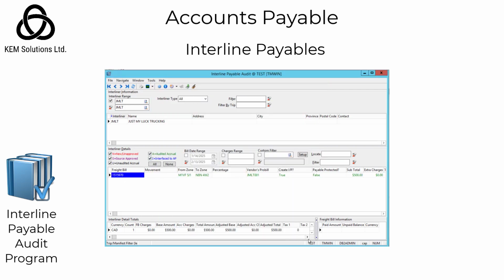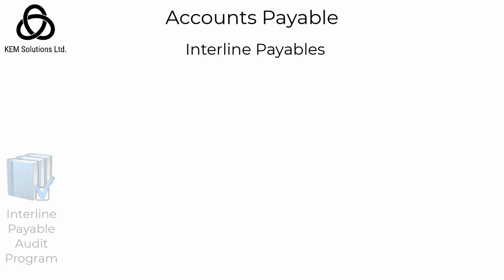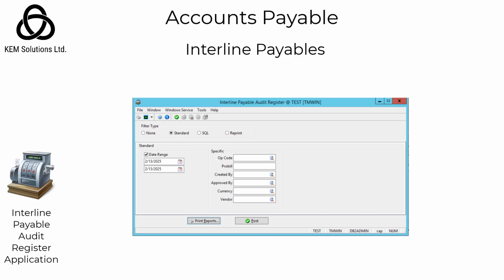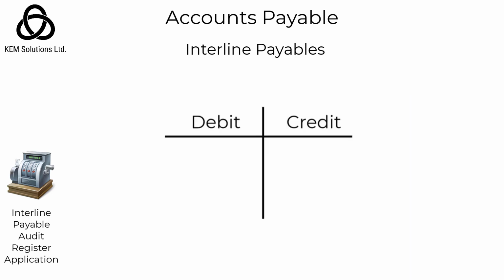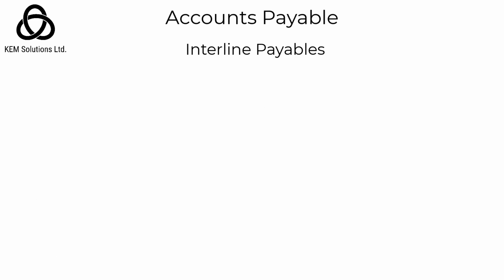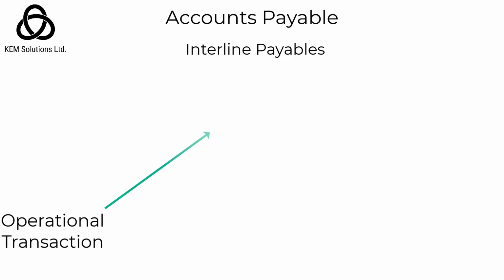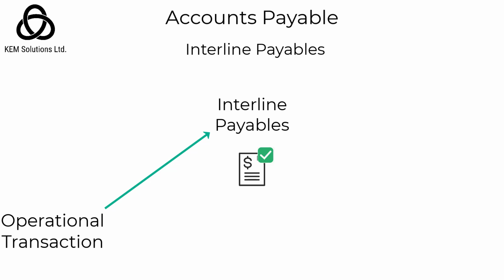Once your IP record has been audited in the interline payable audit screen, you can run the IP audit register. This will clear out the interline payable account for the transaction by debiting it, while crediting the accounts payable account. Why is this important? The interline payable account serves as a pass-through account, holding the transaction until the invoice from the carrier is received and you are ready to move it into the accounts payable system.